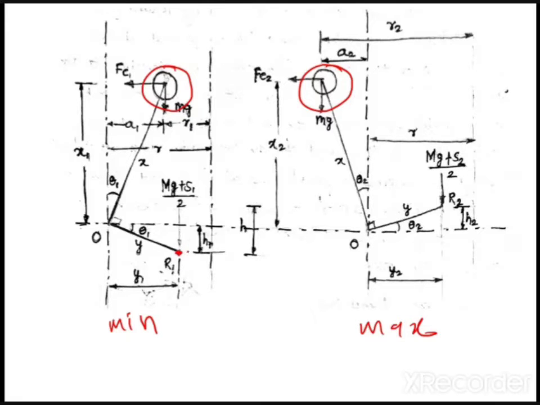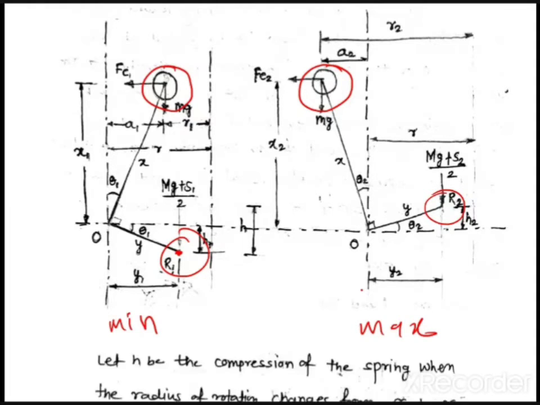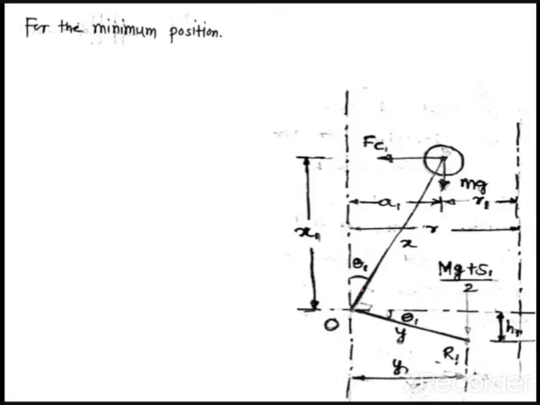That point is the r1 point, which is where the sleeve arm is connected. It is downward in one case and upward in the other. So this is the minimum and maximum position. But there was a third position which I will explain to you. What was that third position?